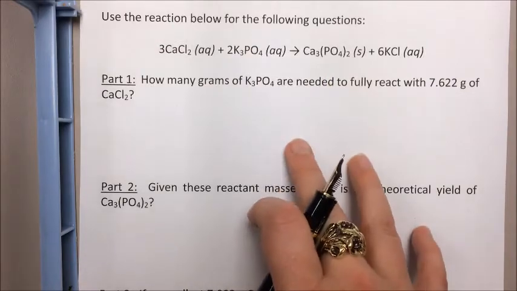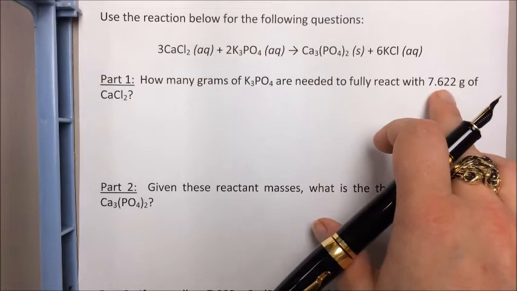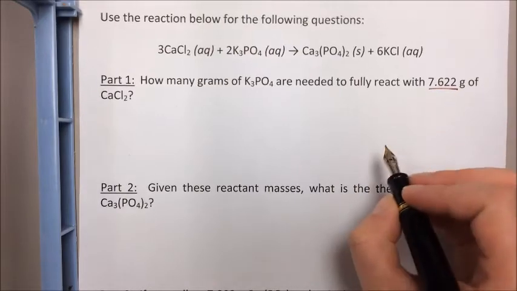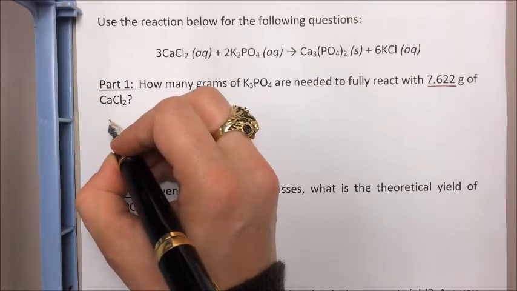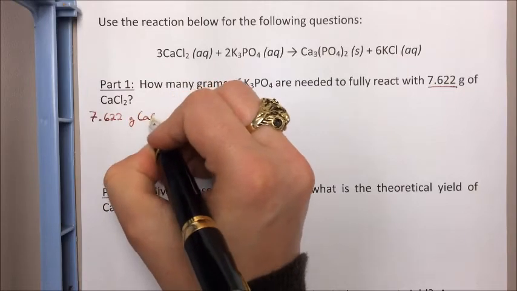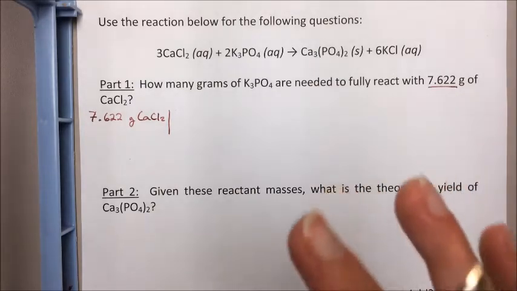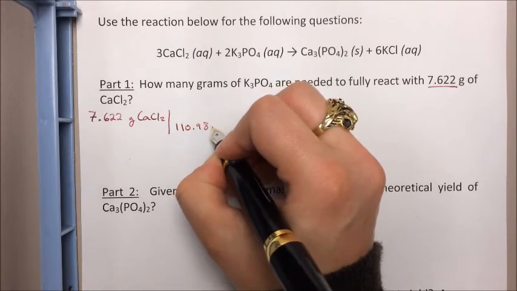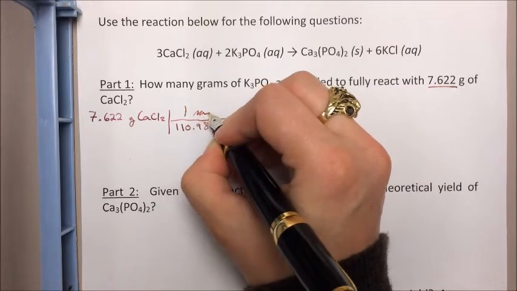So part 1, how many grams of potassium phosphate are needed to fully react with 7.622 grams of calcium chloride? Well, this 7.622 grams of calcium chloride is going to be our starting point. So let's go ahead and set up our tracks for this unit conversion. 7.622 grams CaCl2. And now the first thing we do whenever we have grams in a stoichiometry problem is go to moles. 110.98 grams of CaCl2 is 1 mole of CaCl2.